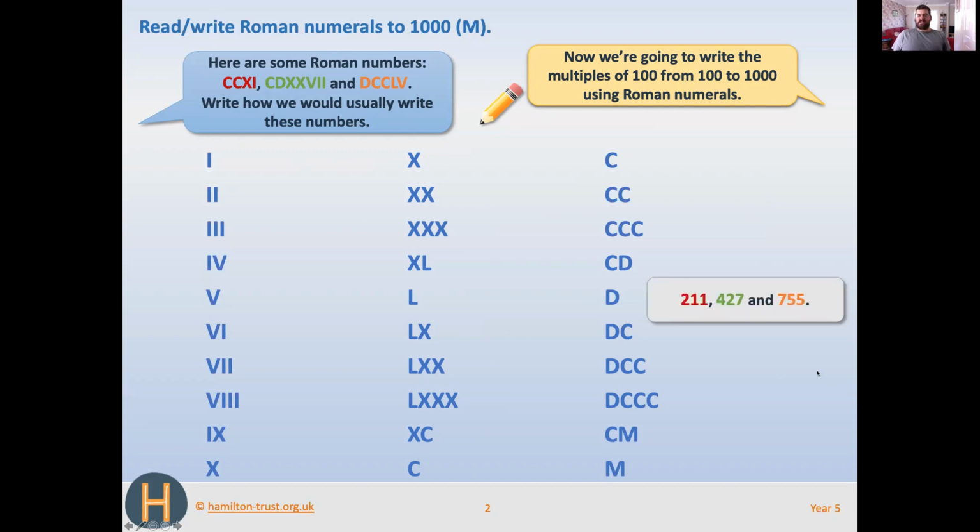All right? CCXI, 211. 200 and where's it gone? Well, X and I is 11. All right? 427. Okay, is CCXX, so CDXXVII. So 400, that's the tricky bit, CD. 100 less than 500s, okay? And 755 is there, all right?